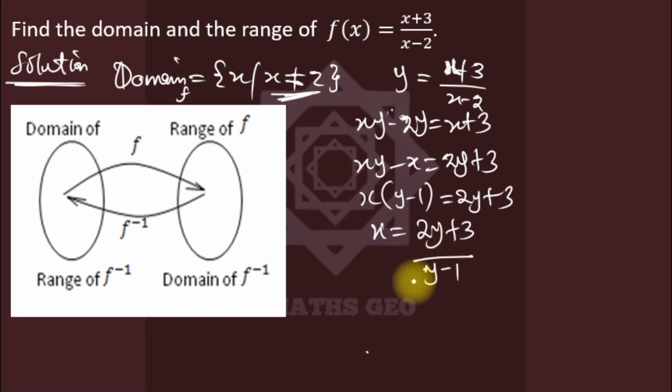Looking for range, which is y. From here we see that the range, remember range is the image of the domain, will be all the values of y except 1. Because if you substitute 1 here, it will be undefined. So it will be y such that y is not equal to 1.